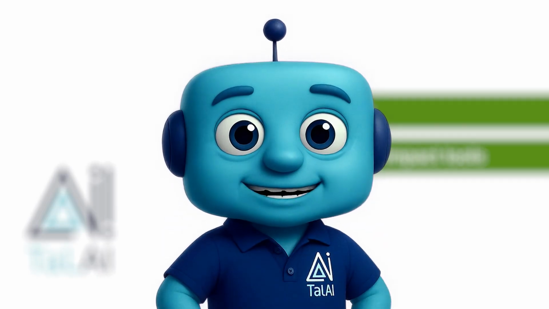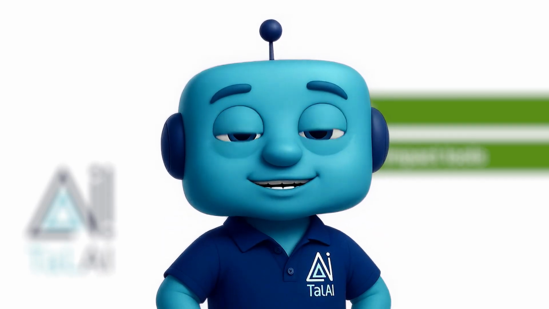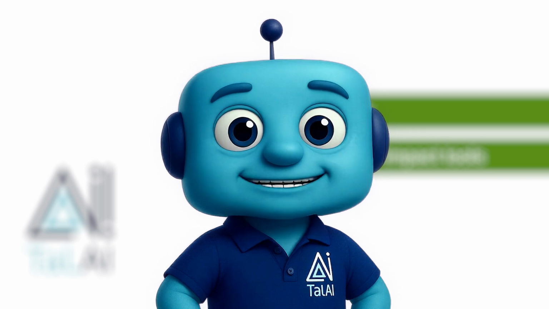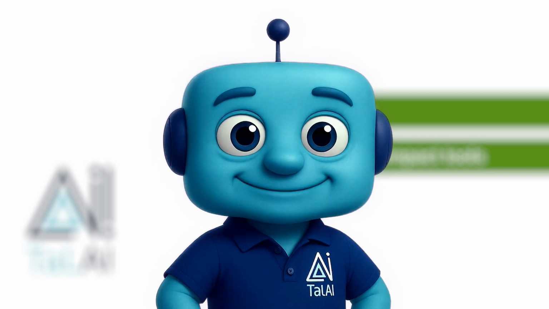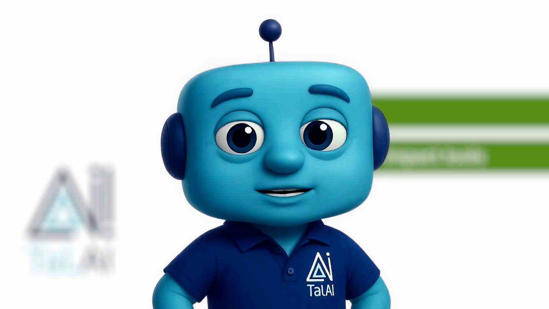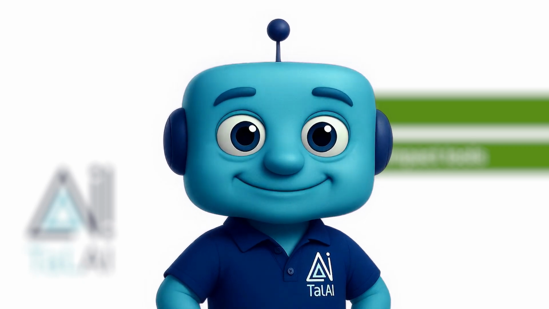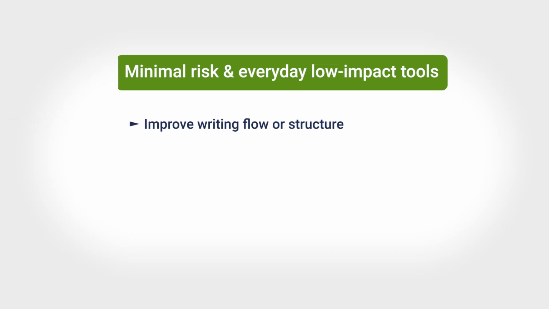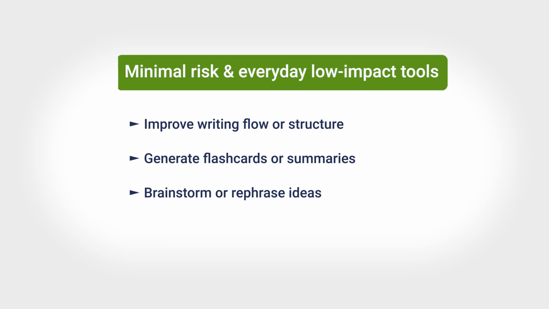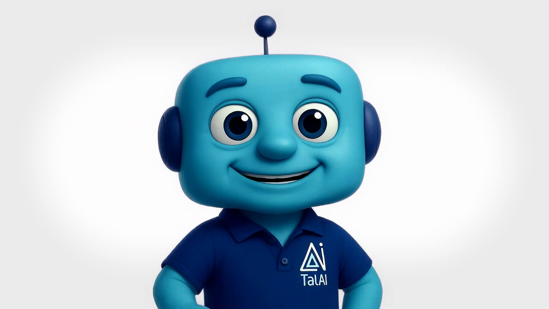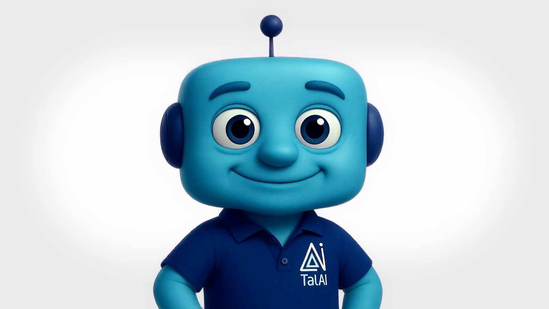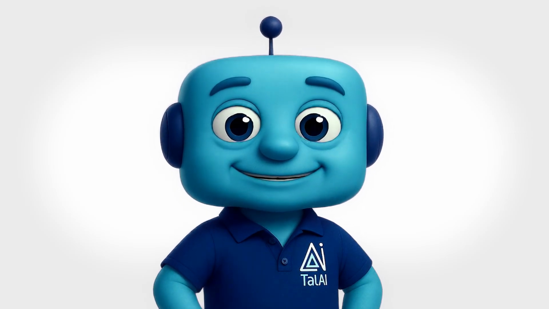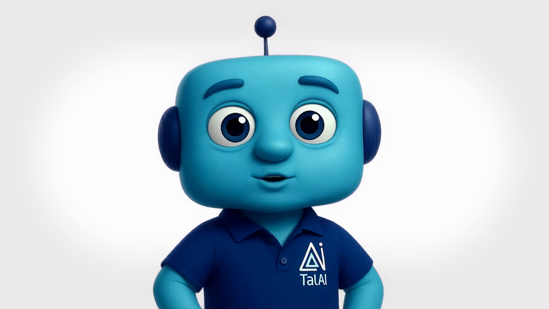Finally, minimal risk AI covers tools many of us already use, such as spelling checkers, translation aids, or accessibility tools like automatic captions. These can be used freely to support learning, not to replace human evaluation. Examples include using AI to improve writing flow or structure, generating flashcards or summaries for study, brainstorming or rephrasing ideas, creating slides from verified content. Even here, it's good practice to check accuracy and stay transparent about where AI has contributed, especially when it affects academic work.